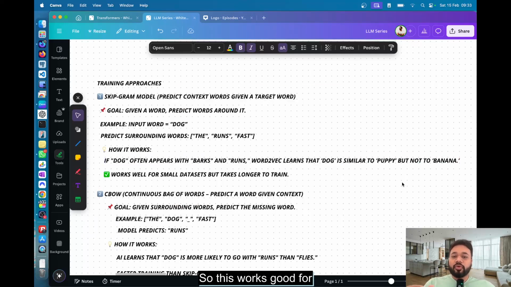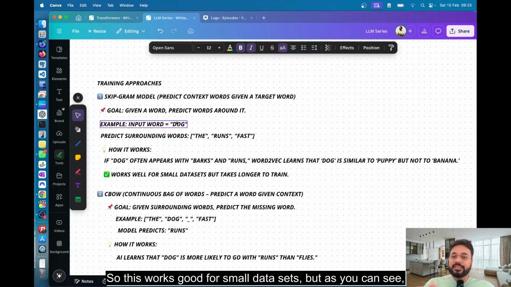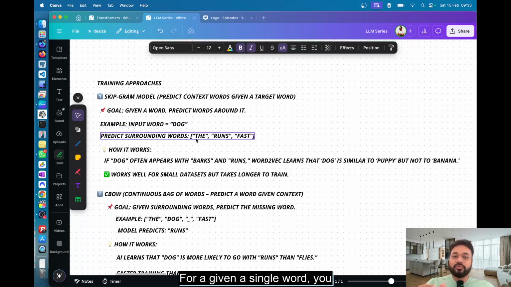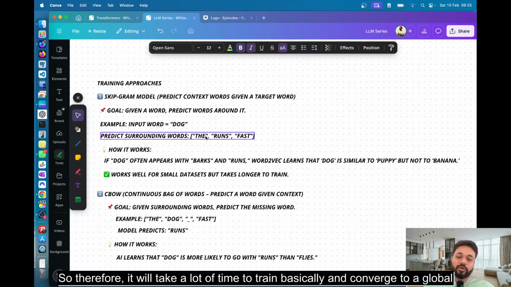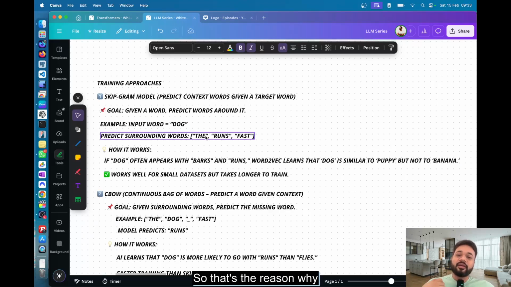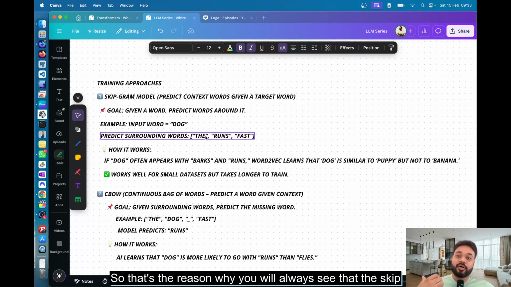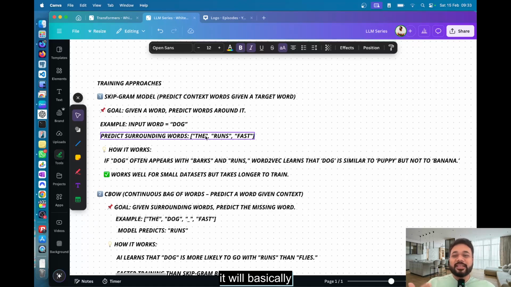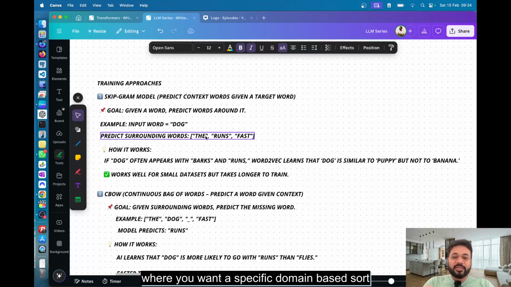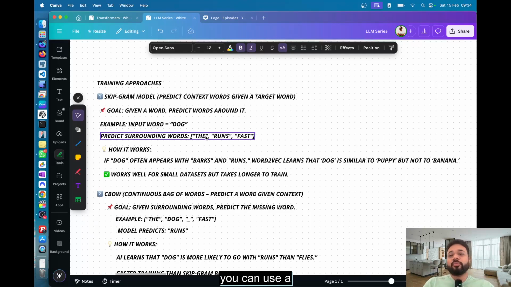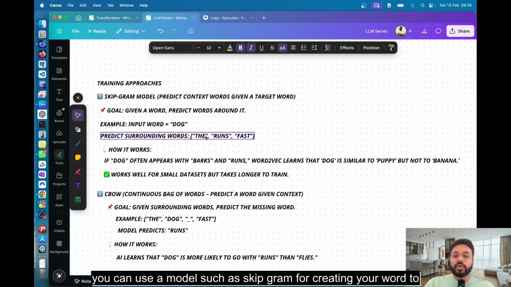So this works well for small data sets, but as you can see, given a single word, you need to predict the surrounding words. So therefore, it will take a lot of time to train and converge to a global minima. That's the reason why you will always see that the skipgram model is very computationally expensive to train. But if you have a small corpus of data, where you want a specific domain based sort of learning, you can use a model such as skipgram for creating your Word2Vec.